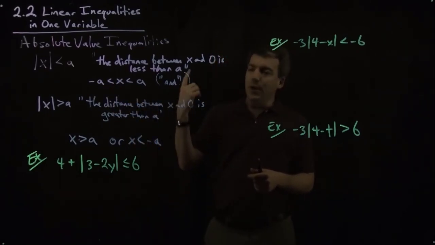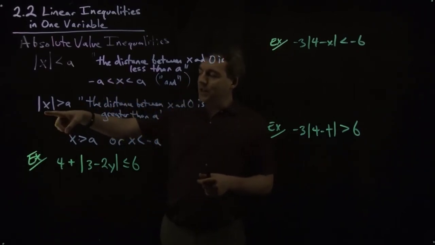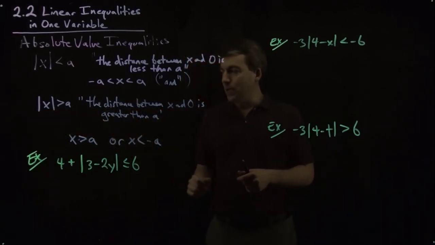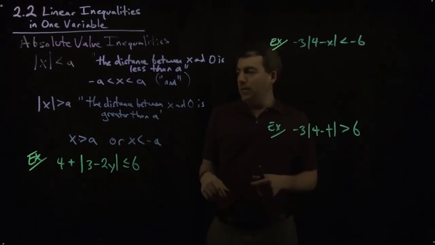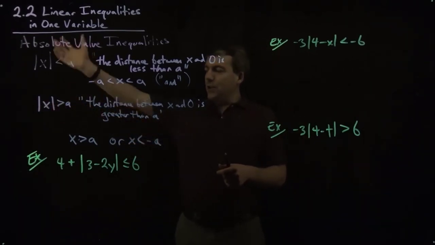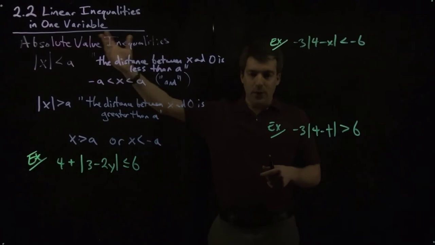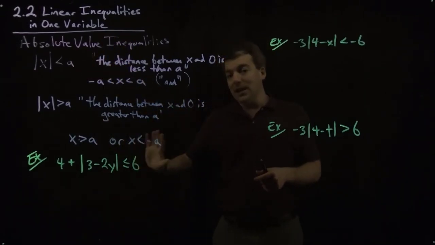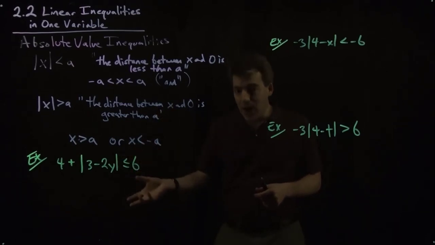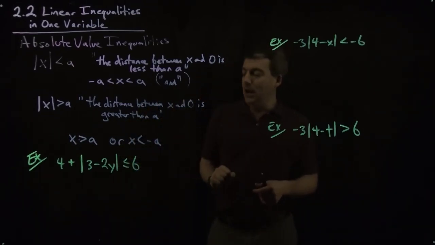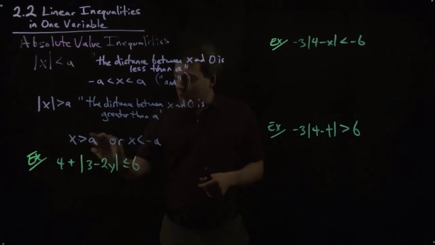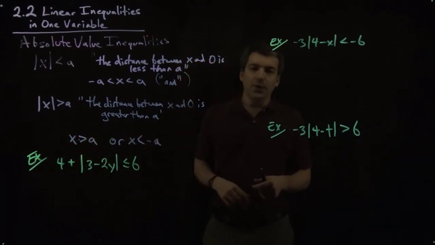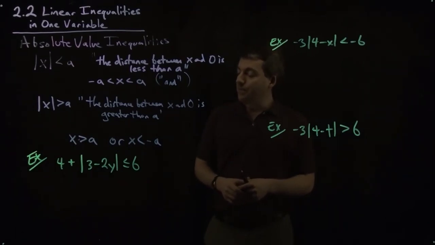Okay, if the inequality is pointing the other direction, so the distance between x and 0 is greater than a, as with this one, we get an or type inequality. That means x could be a value that's larger than a, the absolute value would then be larger than a, or the value of x could be less than negative a, in which case the absolute value of that would then be greater than a. So that gives us this compound inequality with the or. x is greater than a or x is less than negative a. It also works for the non-strict case as well.